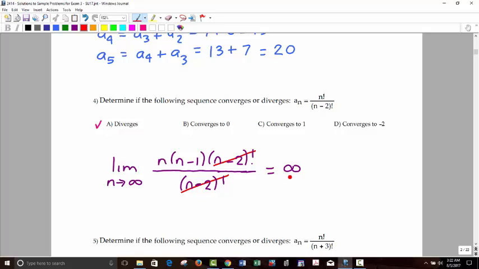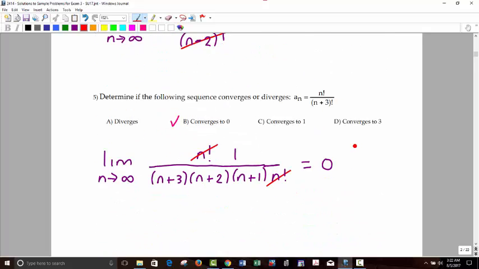Now here's an interesting note: on these sequences with factorials like this, and only factorials, there's only two possible answers you can get. The answer had to be either diverges or converges to 0. There's no other possible answer. And it would have converged to 0 if the n's would have been left in the denominator instead of the numerator. So these other answers could never have happened. So if the n's are on bottom, it would converge to 0.